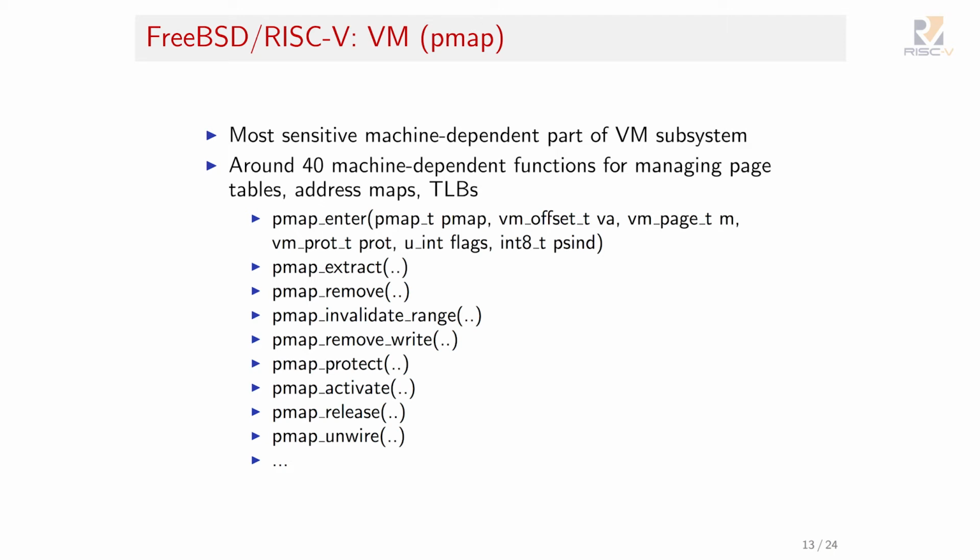And I would say these are the hardest things in porting. For example, the implementation for RISC-V takes about 3,000 lines of code, while the implementation for AMD64 takes 7,000 lines of code in a pmap.